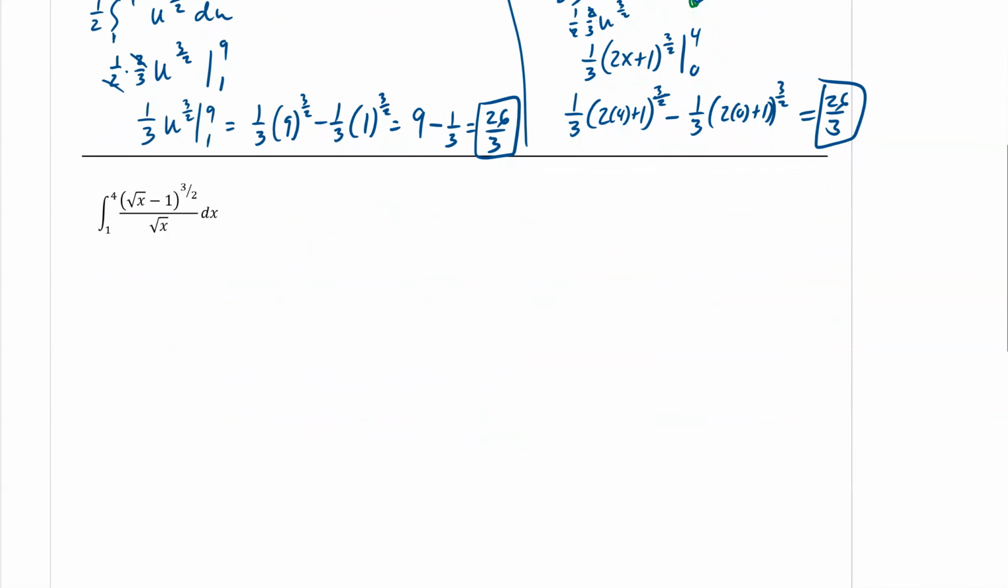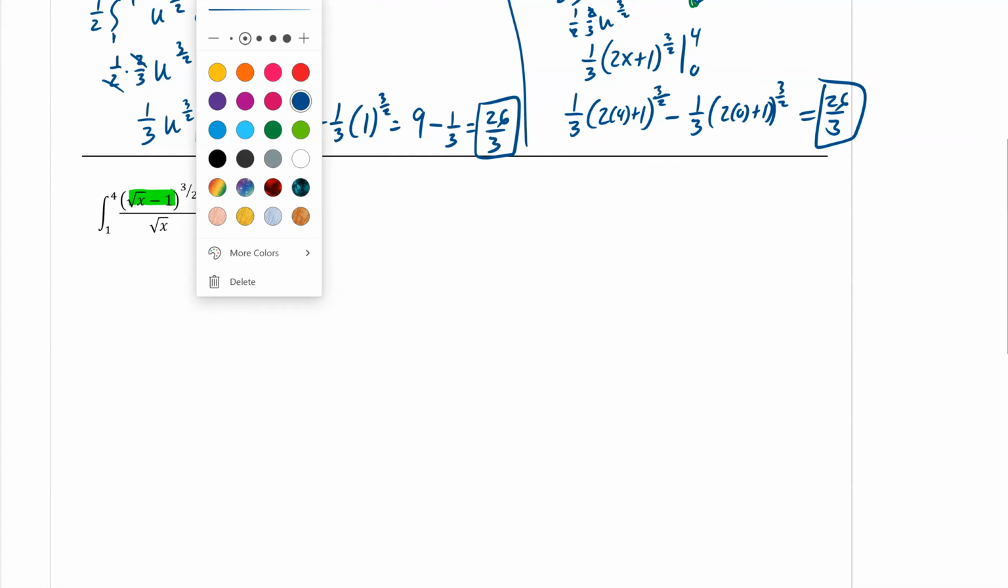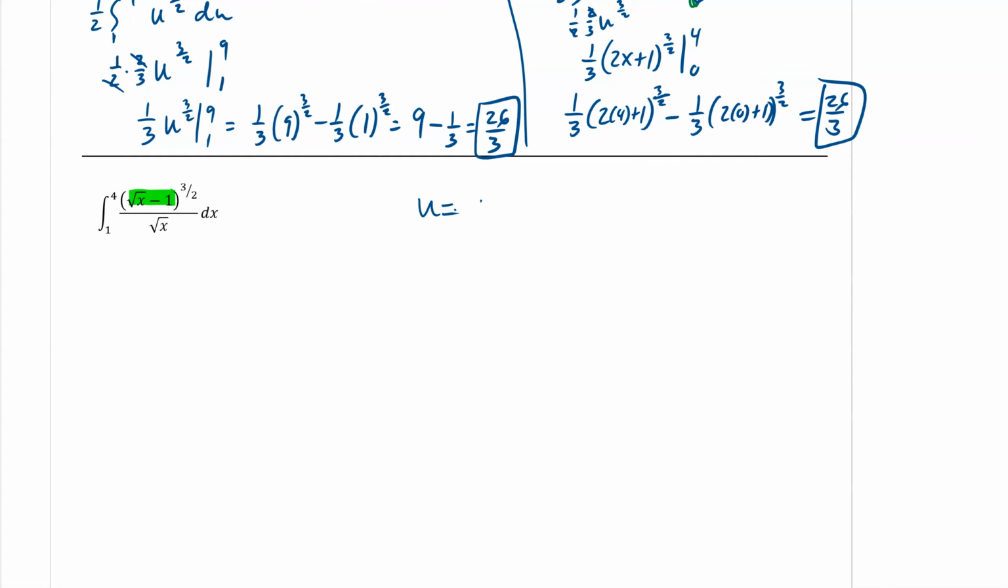This time I'm going to do it just the plain old normal way, though. So what's my inside here? It would be this one here, because if we take u equals the square root of x minus 1, this is u equals x to the half minus 1. So my du would be 1/2 x to the negative 1/2 dx. You can see where it's located, it's on the bottom.